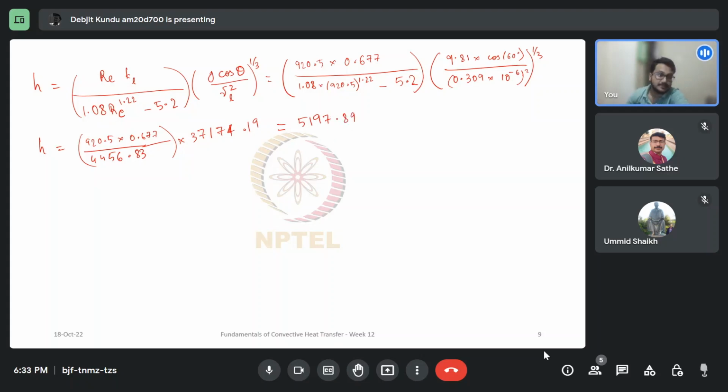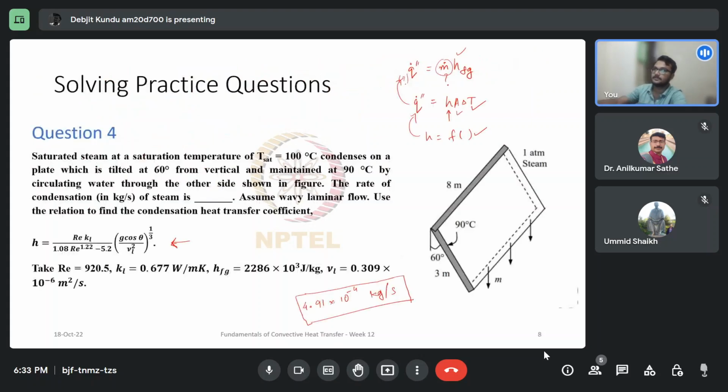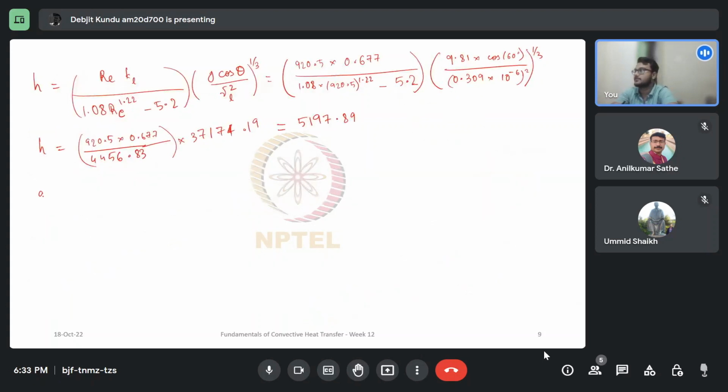So we can see that since it is a phase change heat transfer process, the H is in the range of above 5000, pretty high. Okay, so we have found out H. Now the next step was, if we go back, to use this H to find out the heat transfer rate. So now the heat transfer rate I will find out as HA into delta T.